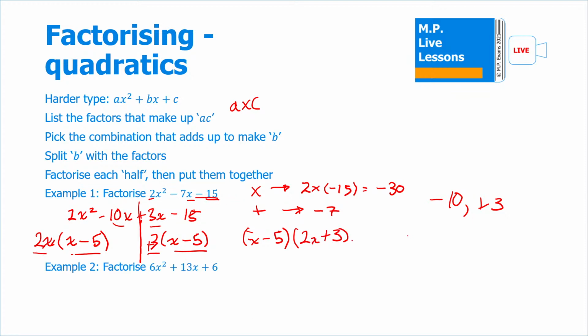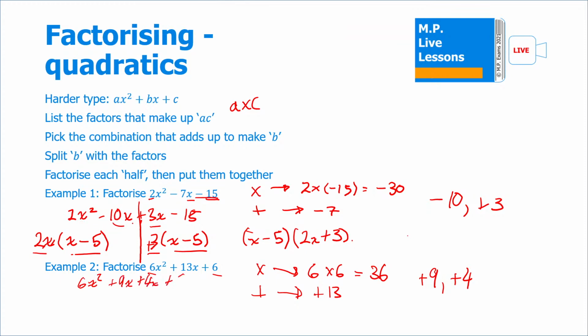We'll try another example. We want two numbers that multiply to get 6 times 6, which is 36. And you want two numbers that add together to get +13. And you'll eventually see that it's +9 and +4. So you'd split them up this way. So 6x squared plus 9x plus 4x plus 6.